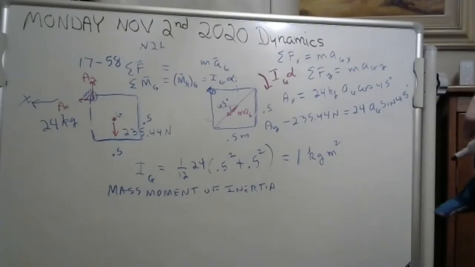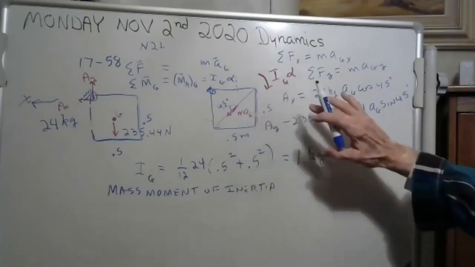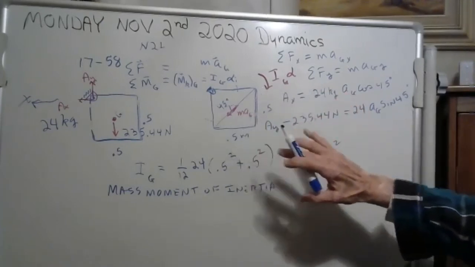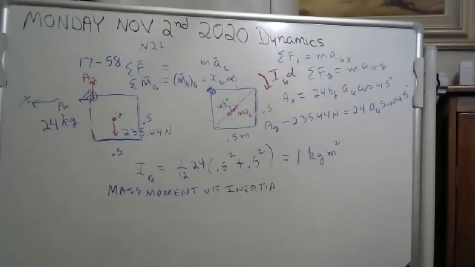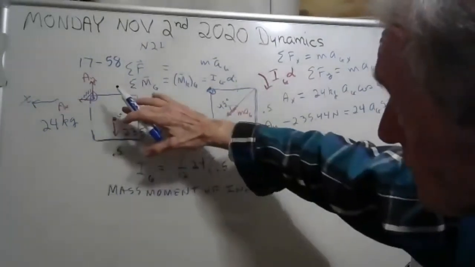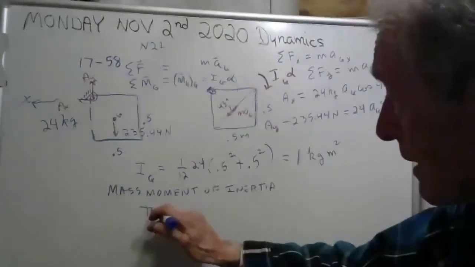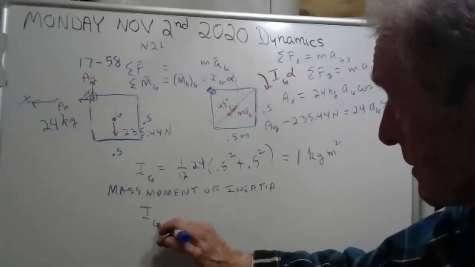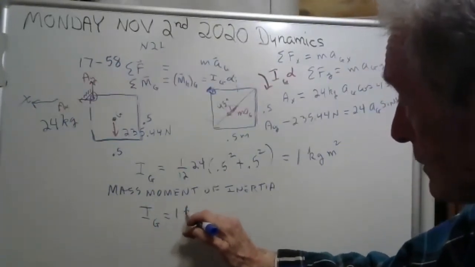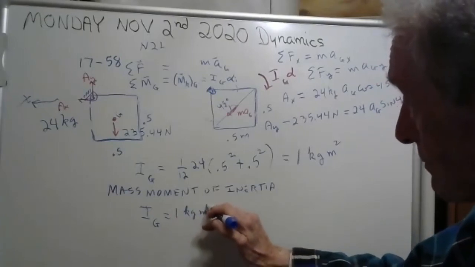So far we have two lovely equations, but we don't know A_X, and we don't know a_G, and we don't know A_Y, and we don't know a_G. But we're not done yet. We still got this one. Let's write this one. And need some room here. See, we figured out I_G is 1 kilogram meter squared.